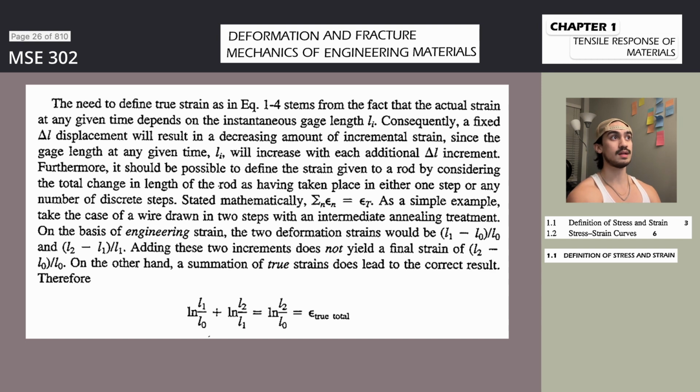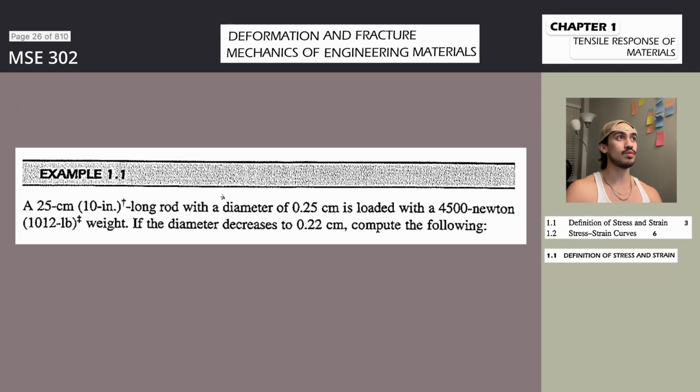As a simple example, take the case of a wire drawn in two steps with an intermediate annealing treatment. On the basis of engineering strain, the two deformation strains would be L1 minus L initial divided by L initial, and L2 minus L1 divided by L1. Adding these two increments does not yield a final strain of L2 minus L0 divided by L0. On the other hand, a summation of true strains does lead to the correct results. Therefore, we have the following equation. Example 1.1, we will come back to it later.